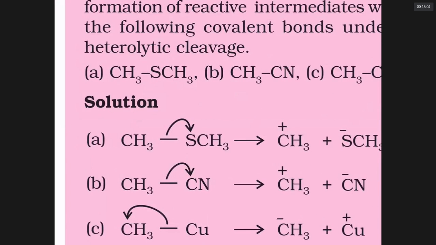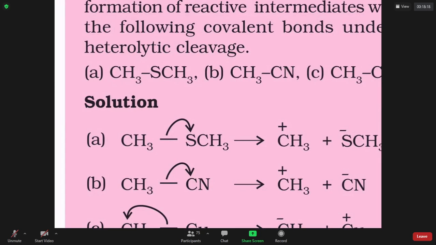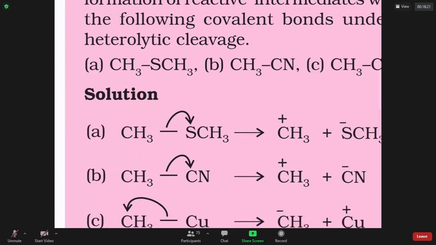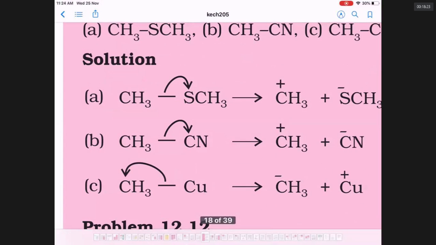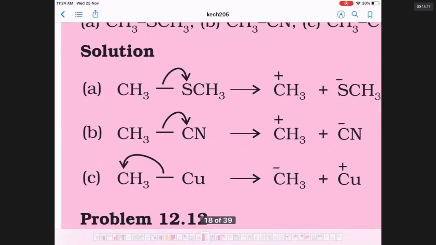In CH3CN, C is bonded to nitrogen by a triple bond. Nitrogen is more electronegative. That permits the carbon to take away electrons from CH3. So electrons are flowing like this. In methyl copper, copper is less electronegative than carbon because metals are less electronegative. Electrons are coming onto carbon.